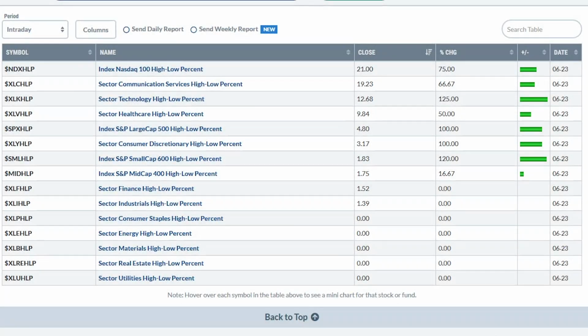Another way you can find where the leaders are and where the leaders are not, or even the laggards, is by looking at the high-low percent indicators for the sectors and some of the major indexes. And that's what I've done here. I'm sorting by the high-low percent value. So you can see the NASDAQ 100, 21%. So that means 21% of its components hit a new high at least. I think there were 0 new lows, but it's new highs minus new lows divided by total issues.